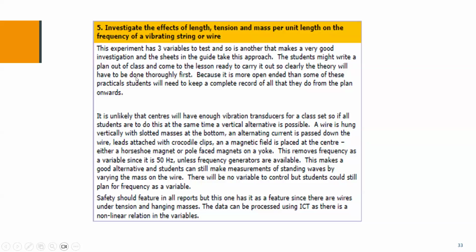how students might write a plan and come to the lesson ready to carry it out. It's a bit more open-ended, so students need to keep a complete record. So there's information about the practical itself. Then some actual practical advice for the teacher. It says it's unlikely that centres will have enough vibration transducers for a class set. So if all students are to do this, a vertical alternative is possible.